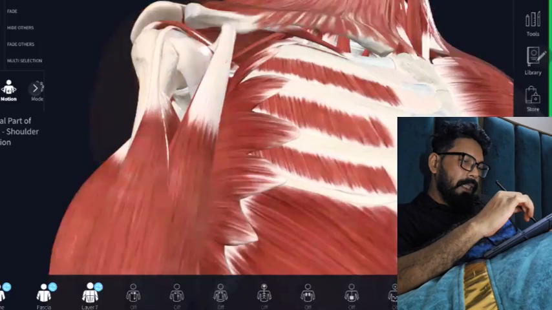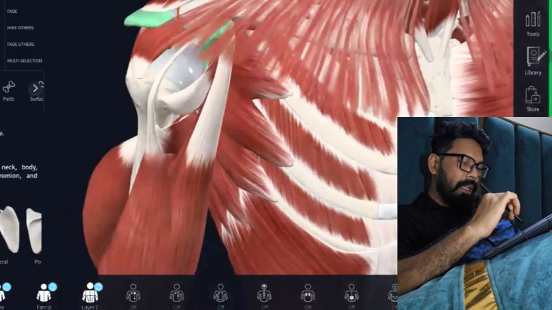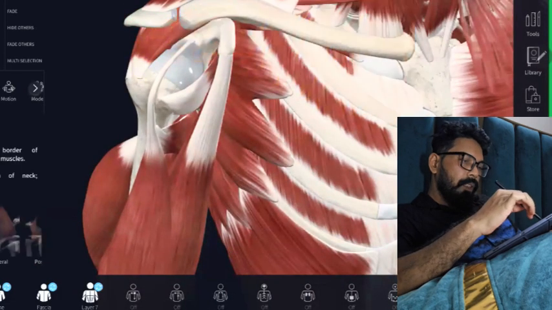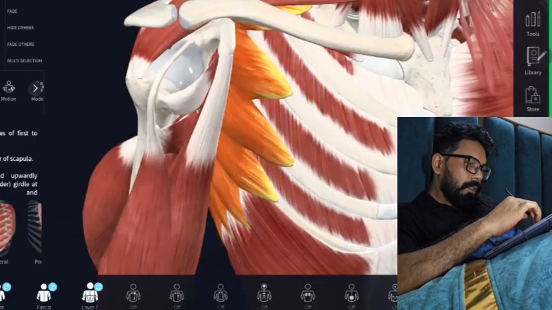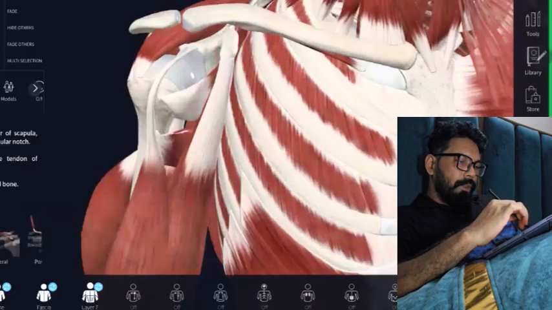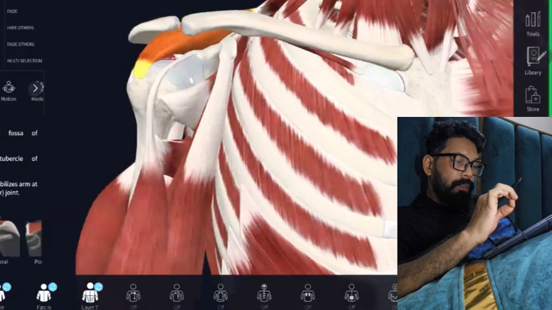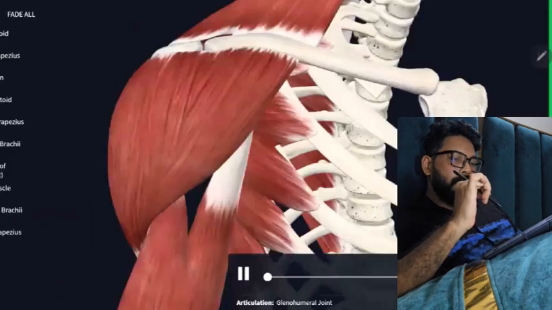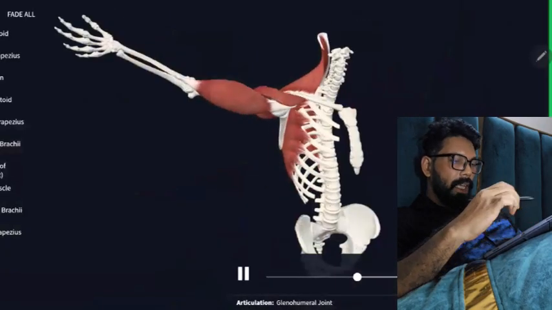Let me hide it. And we have supraspinatus under acromion, right? Supraspinatus under acromion. Let me just hide it first. Okay, so supraspinatus under acromion. What will these do? Let me show you what these will do. This will do the same thing, but here is a catch.